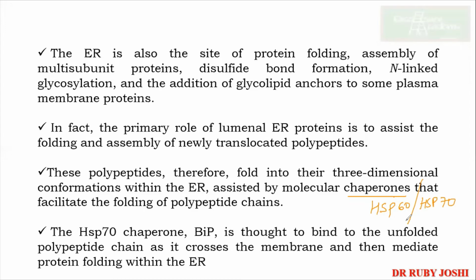Yeah, sorry. So same way HSP 60 also has got a different name. In the case of HSP 60, it is known as chaperonins. Chaperones, chaperonins are there. Okay. So HSP 70, it is BiP. So it is thought to bind to the unfolded protein. See, here you need to understand that these are the chaperones which help in the protein folding of an unfolded polypeptide chain. Then we do have the chaperones which help in the folding of the misfolded proteins.